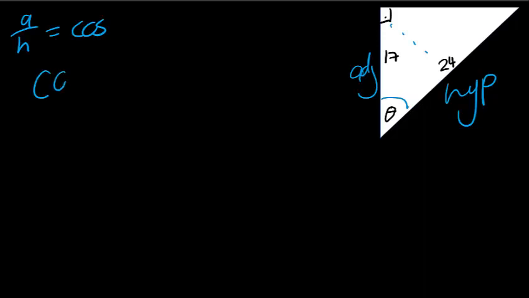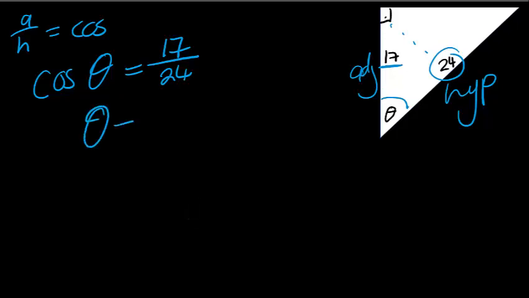Solve for theta. What do we have? We have adjacent, and because it's opposite the 90 degrees, hypotenuse. Adjacent over hypotenuse gives me cos. So cos of theta is equal to, adjacent is 17, hypotenuse is 24. Cos of theta is 17 over 24. Theta will be equal to cos minus 1 of 17 over 24.